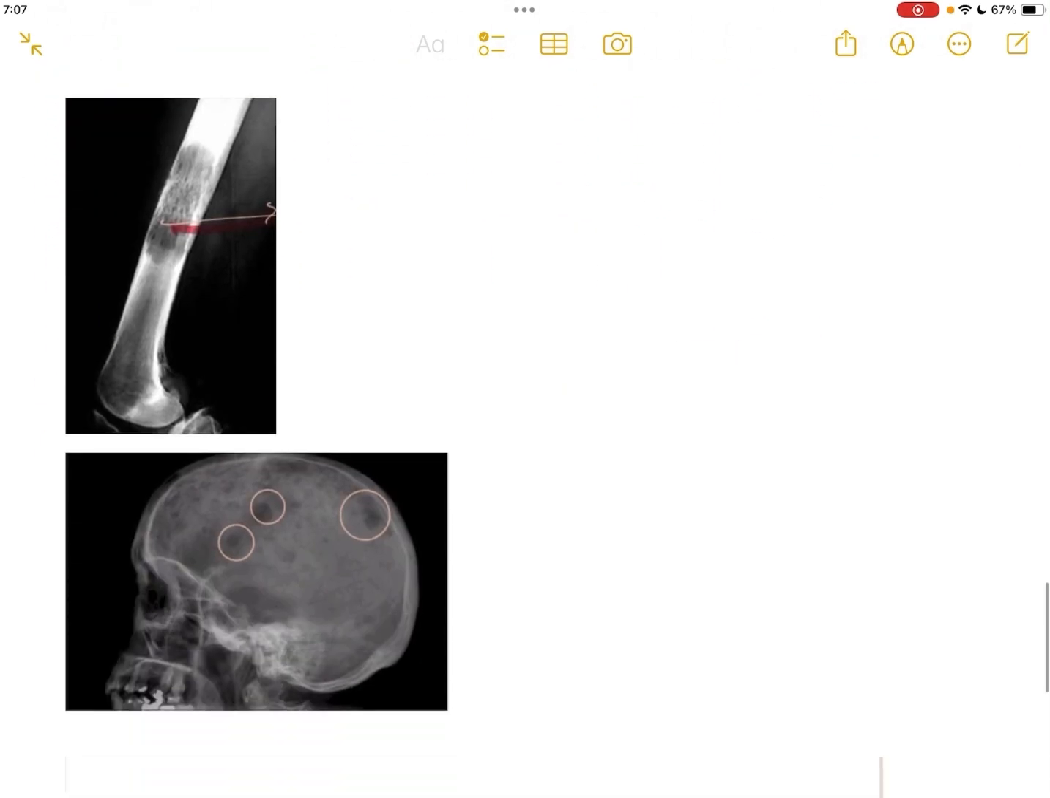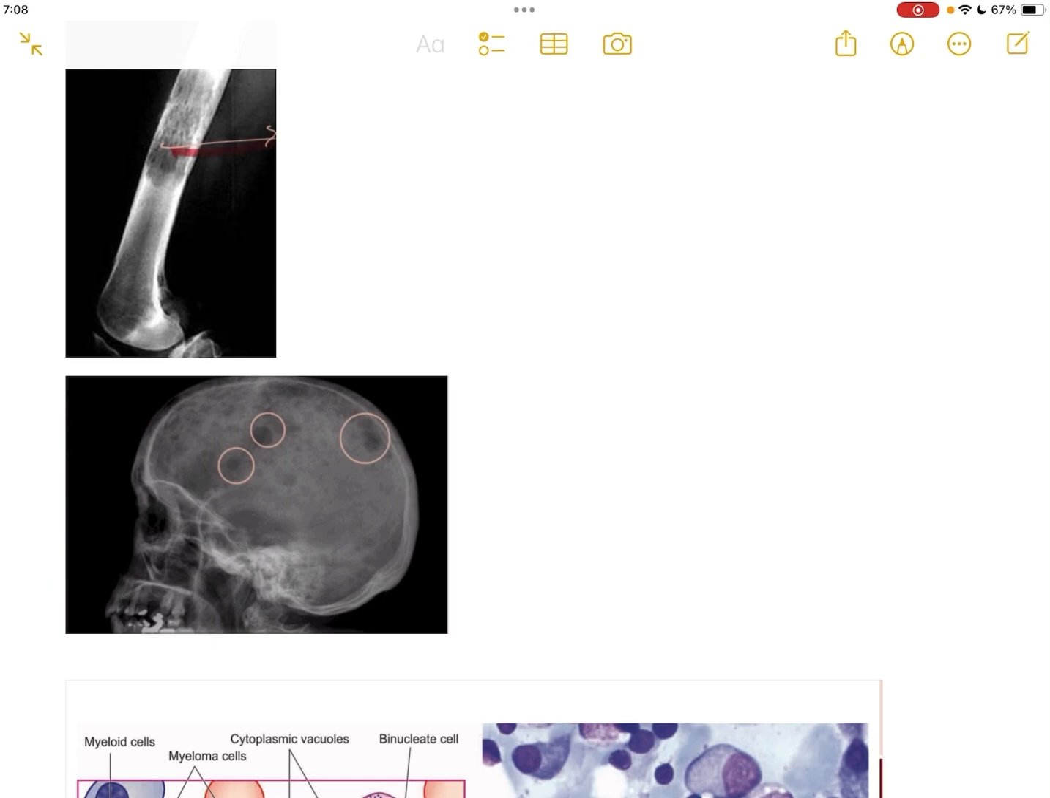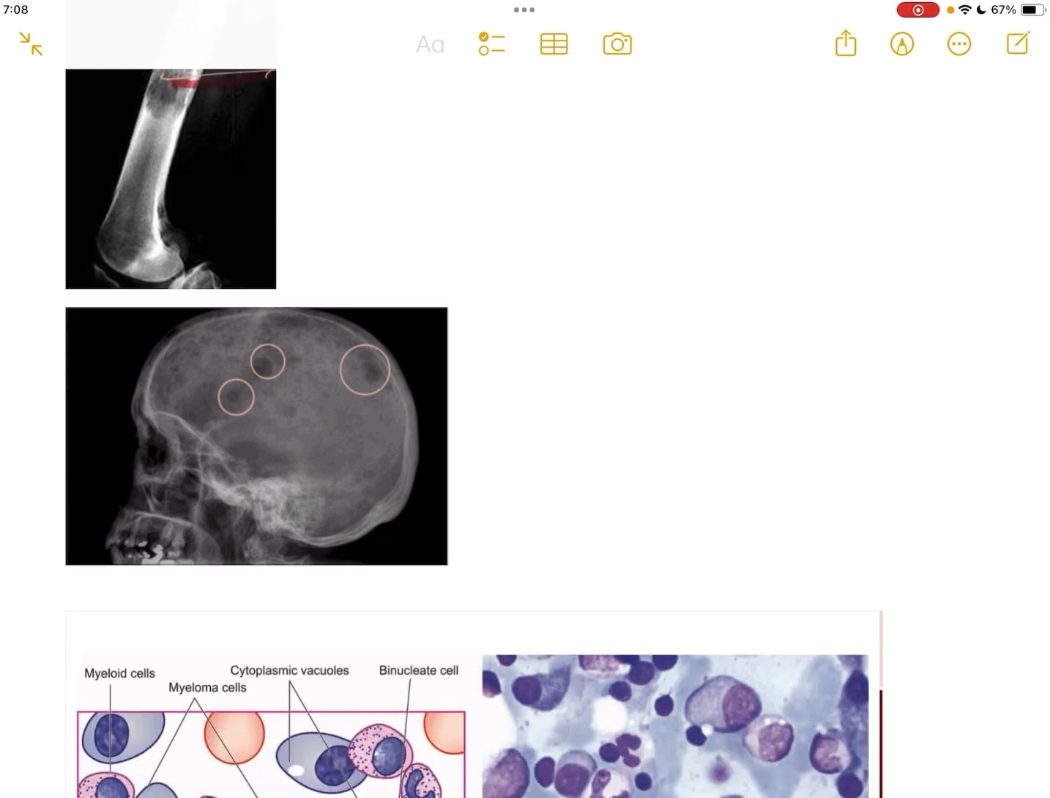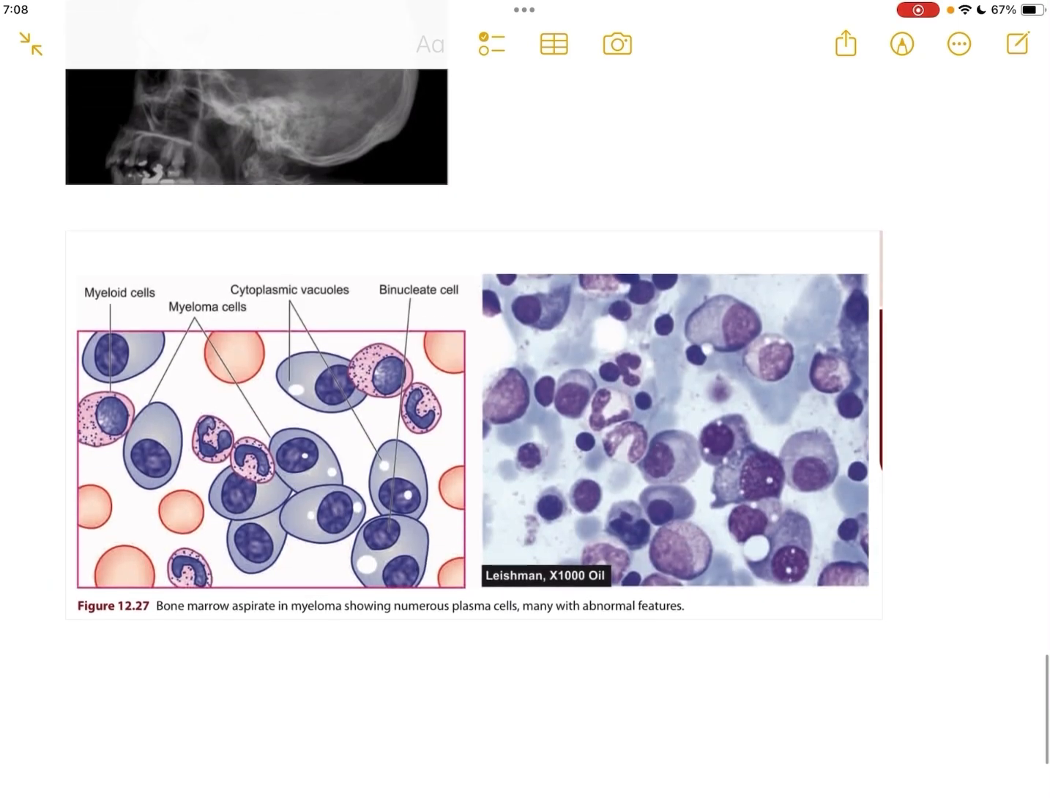So these are the lytic lesions. This is a pepper pot skull, also known as punched out lesions or raindrop appearance. So this is a bone marrow aspirate in case of myeloma. You can see these plasma cells with eccentrically placed nucleus and decrease in the RBC leading to anemia. You can see this normocytic normochromic anemia, and also very few WBCs.